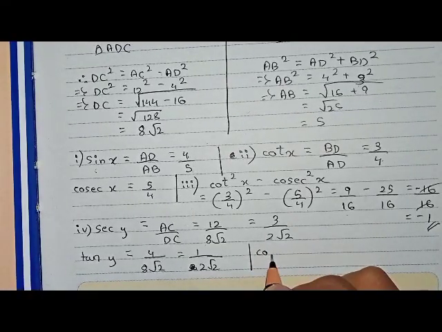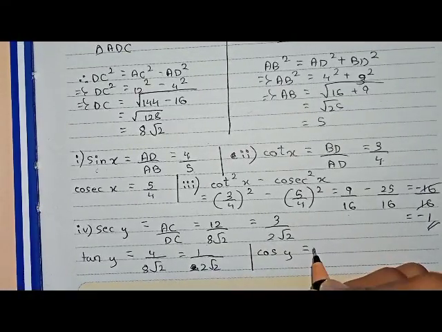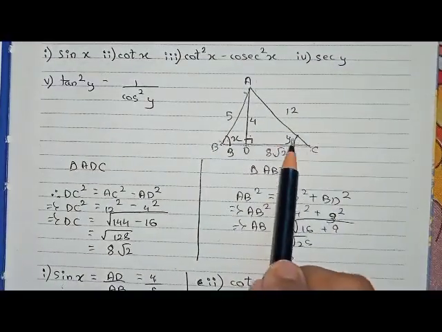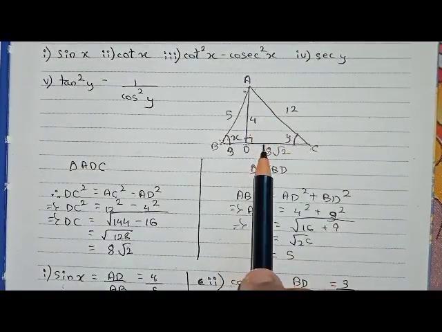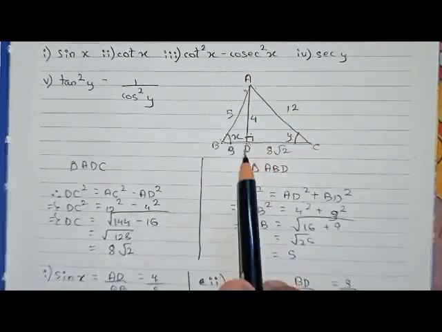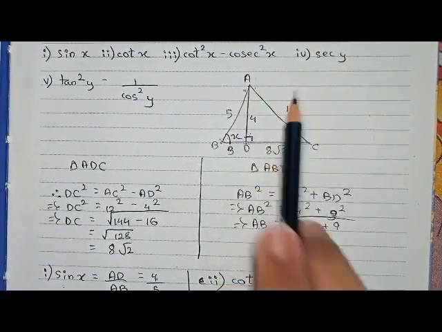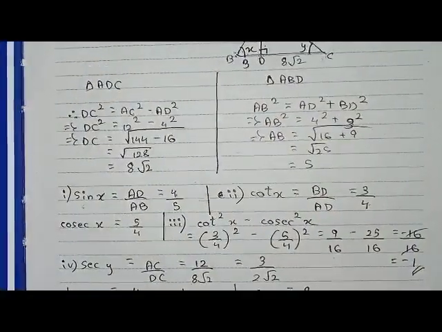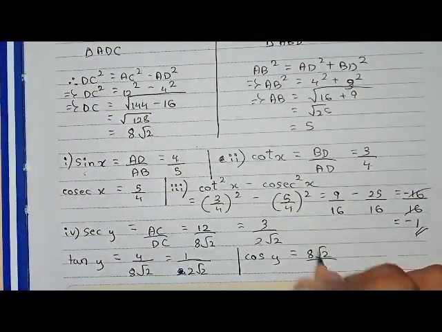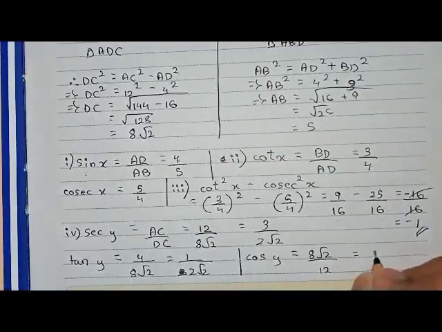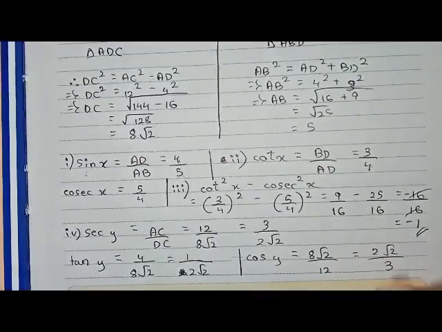And cos y will be equal to base by hypotenuse. So base is DC and hypotenuse is AC. So 8 root 2 by 12, and doing this directly, we cut by 4, 8 and 12. So 2 root 2 by 3.